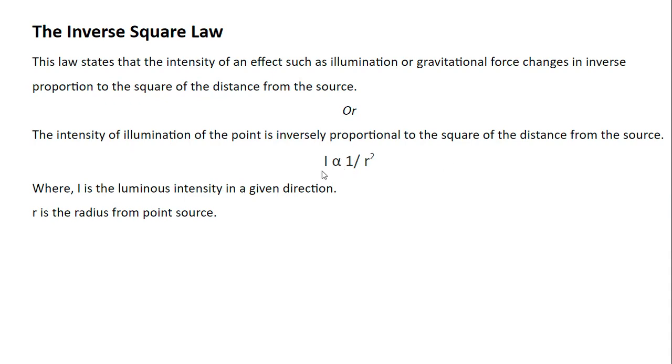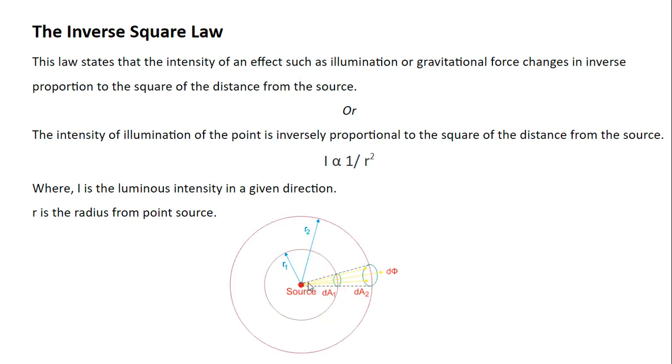It is indicated by the formula that intensity is directly proportional to the inverse of the square of the distance from the source. So the intensity of illumination is denoted by I in any given direction, whereas R is the radius from the point source. As you can see in this picture, you have a circular point source, for example, and it is emitting any sort of energy, whether it is gravitational force or a light source, dispersing light in each and every direction, 360 degrees around, right?